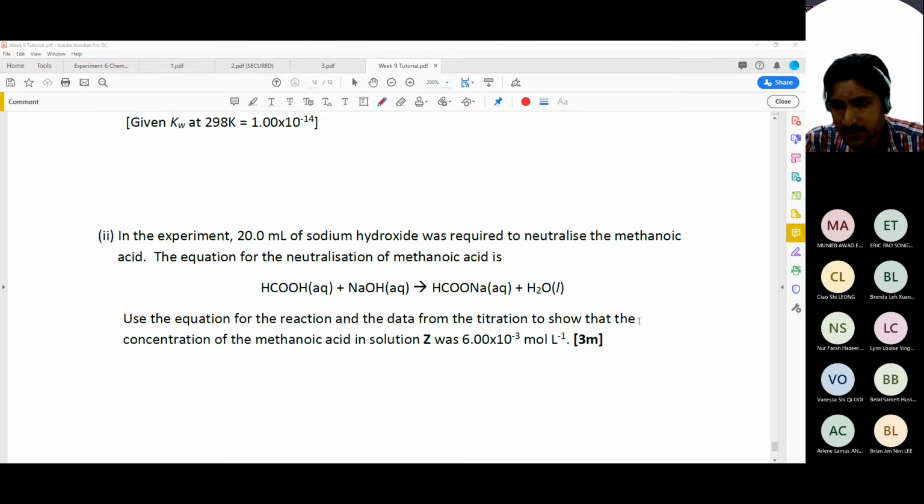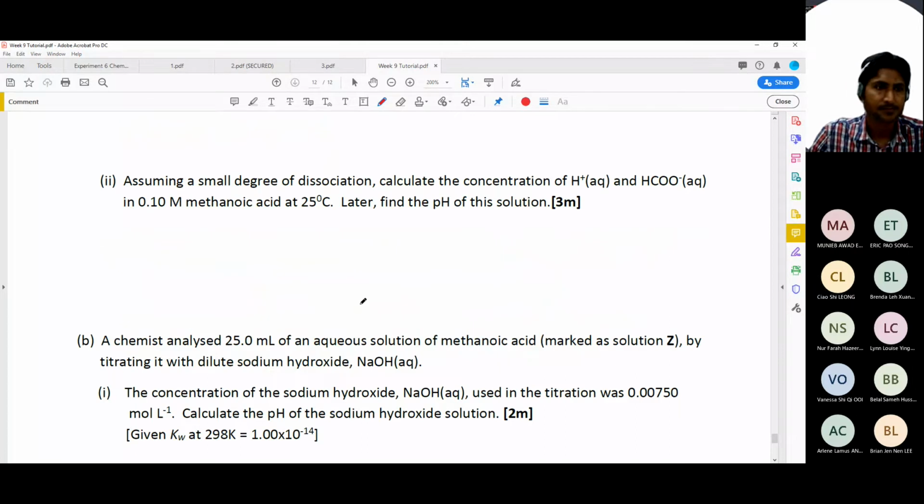Why for question 8, when I use hydrogen ion, I get a pH of 12.